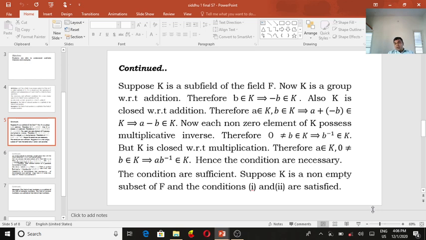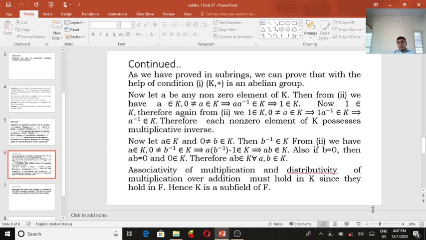Hence, the conditions are necessary. A is there, B is there, a non-zero element is there, the inverse exists, suddenly the product is in K. If you come to the sufficient, the conditions are sufficient. Suppose K is a non-empty subset of F, and conditions 1 and 2 are satisfied.